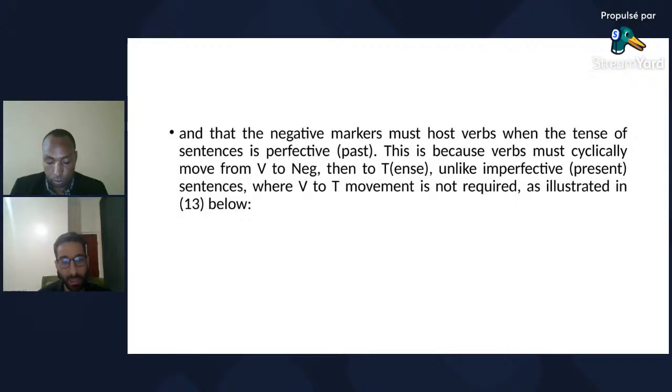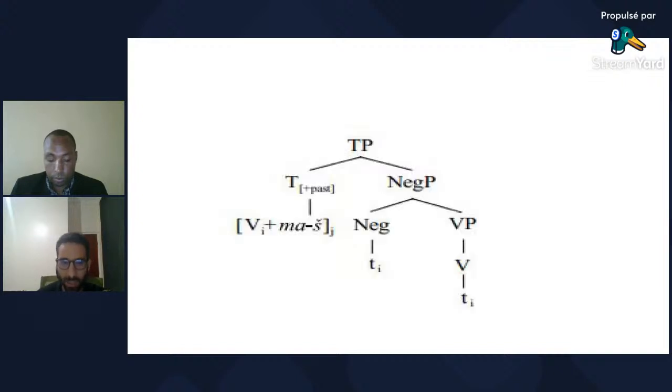And the negative markers must have a verb when the tense of the sentence is perfective. This is because verbs must cyclically move from V to neg, then to tense. Unlike imperfective or present tense sentences, where V to T movement is not required, as illustrated below. Okay, for him, verbs move from V to T only when they are past. When verbs are in the present, V to T is not required.